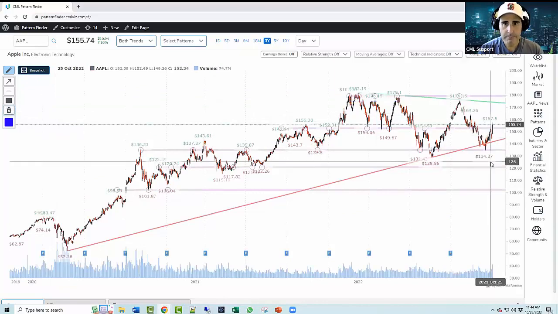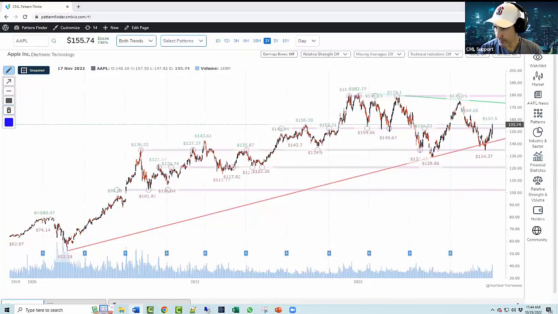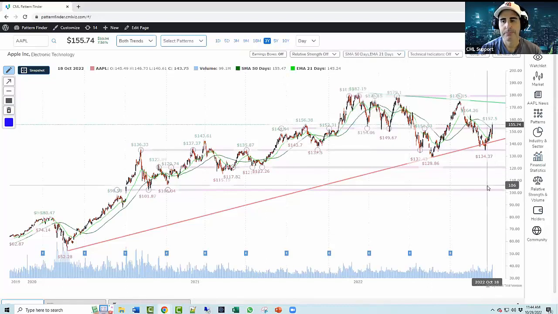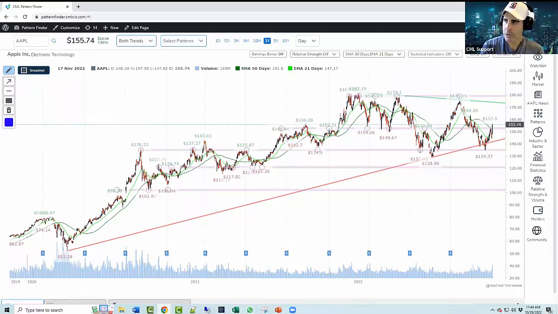So hopefully, before we go further, someone said, can you add the 21-day? Sure, I can do that for you. No problem. Let's add the moving averages, 50-day, 21-day. That's the process. Multiple time periods, start with long, go to medium, go to short.